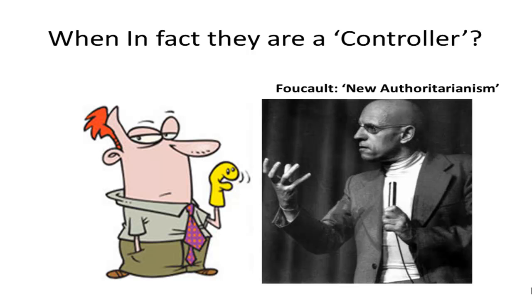Foucault, who wrote extensively on the nature of control and authority within society, terms this idea a new authoritarianism. That although radical social work sought to see itself as new and challenging structures, it's just the same set of individual ideas about social control dressed up in a different manner. A facade, if you like.